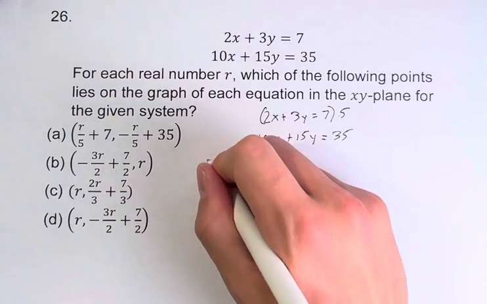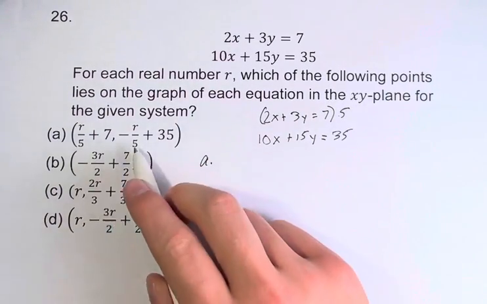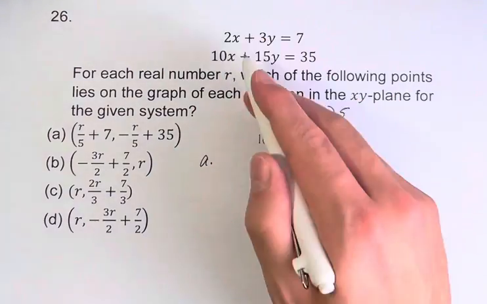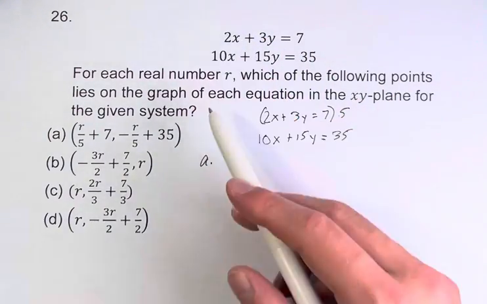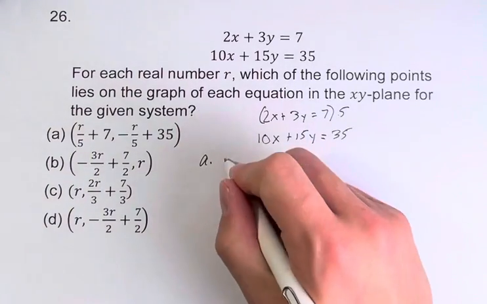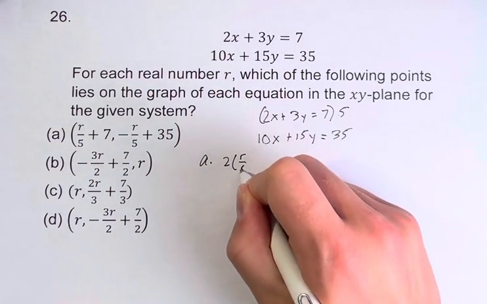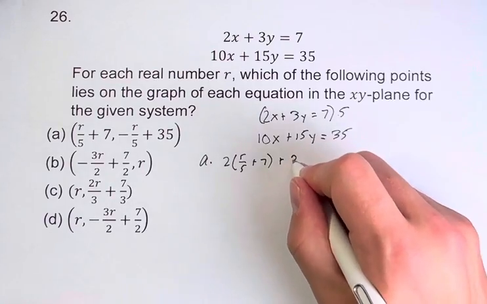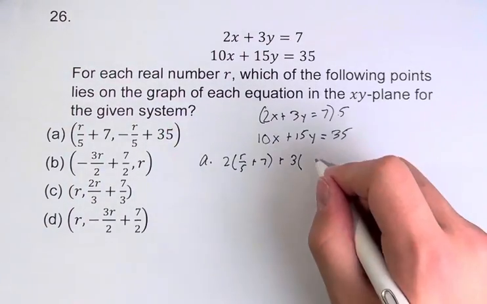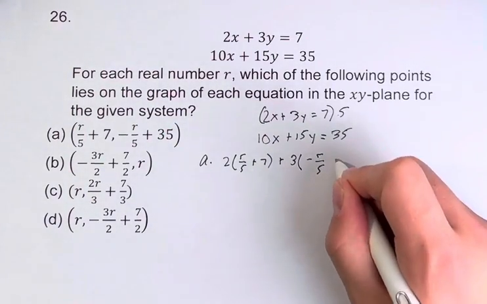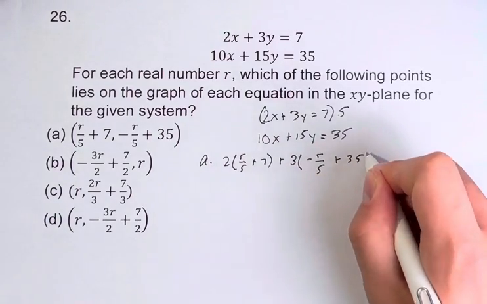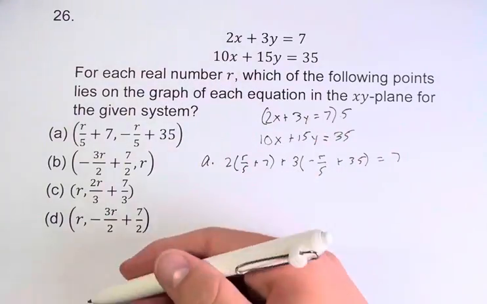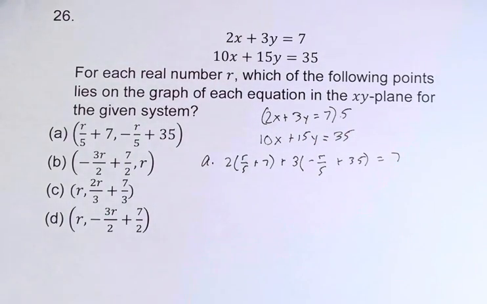So, let's go about doing this. We need to plug these values in. Let's do this equation because the numbers are a little bit smaller. So we have 2x, so that's going to be 2 times this, r over 5 plus 7, plus 3 times y, or y is this value right here, negative r over 5 plus 35. And this is equal to 7. And we're just going to do this for all the problems until we get one that satisfies it.